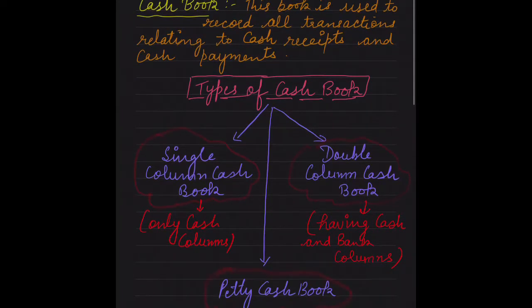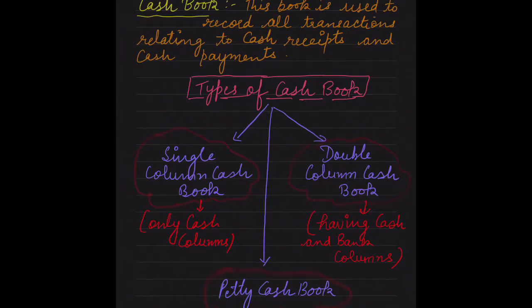The next is types of cash book. There are four types of cash book: the single column, double column, triple column and petty cash book. But in your syllabus there are only three: the single column cash book, double column cash book and petty cash book. Single column cash book means only one column called cash column, right? And double column cash book means having cash and bank columns.